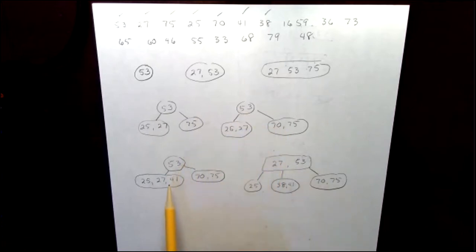My next number is 41, it goes to the left of 53. My next number is 38, it goes to the left of 53, but I need to split. And when I split, I go up, I move the 27 up, the 25 goes to the left, the 41 goes to the right, and the new number 38 that I was putting in goes to the right as well. I think I like drawing them out like this a little bit better.